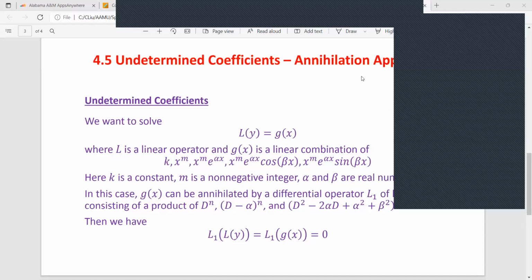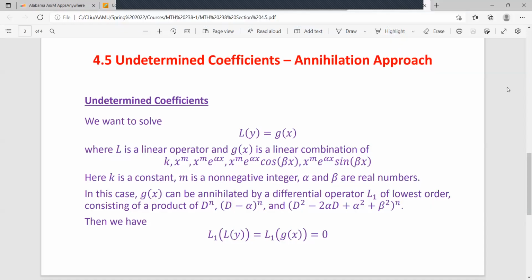So we just discussed undetermined coefficients and the annihilation approach. The undetermined coefficients method is used to find that one particular solution for the non-homogeneous linear higher order differential equation. We're talking about constant coefficients specifically in this case.